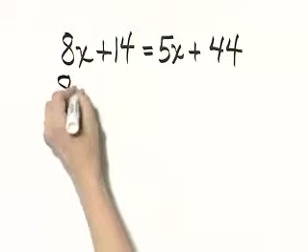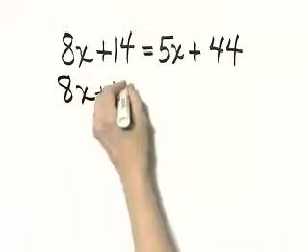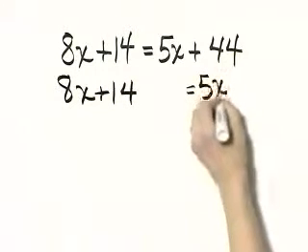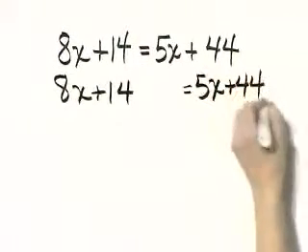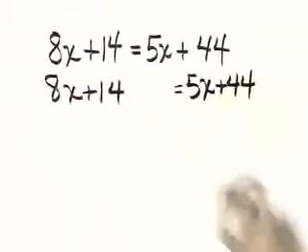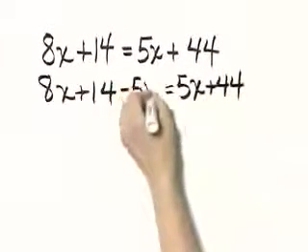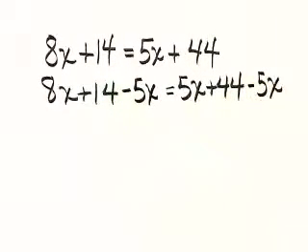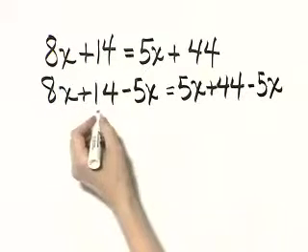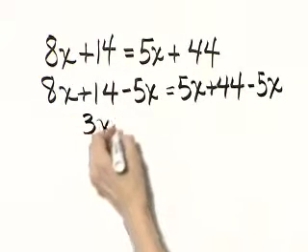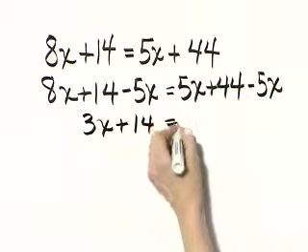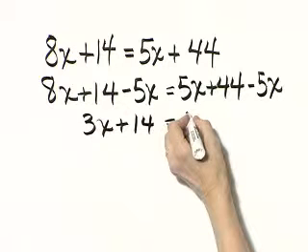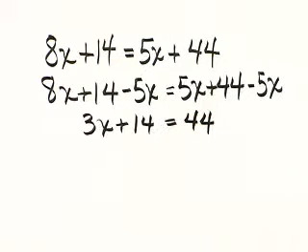So here's the left side of my equation. I'll leave a little space. Here's the right side of my equation. And now I'll subtract 5x from both sides. So I'll subtract 5x on the left side. I must do that to both sides. Now watch what happens. 8x minus 5x, that's 3x, plus 14 is equal to 5x minus 5x is 0x, or 0, like I wanted, and I have 44.